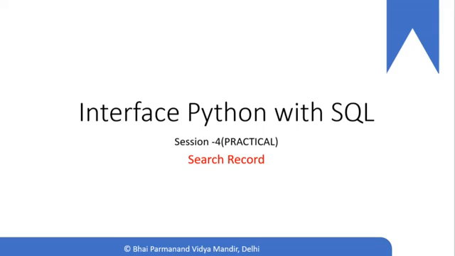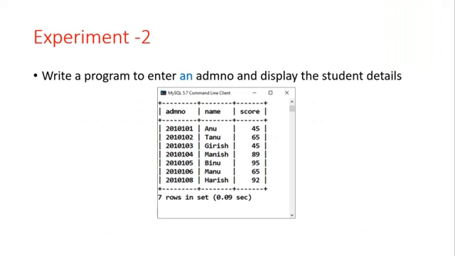Coming back, we are going to proceed with the second question, and it was: write a program to input admission number and display the student detail. So we are going to establish the connectivity, we'll be creating the cursor object, and finally we will be entering the admission number and search for that particular admission number from the table students. Fine. So what are we waiting for?